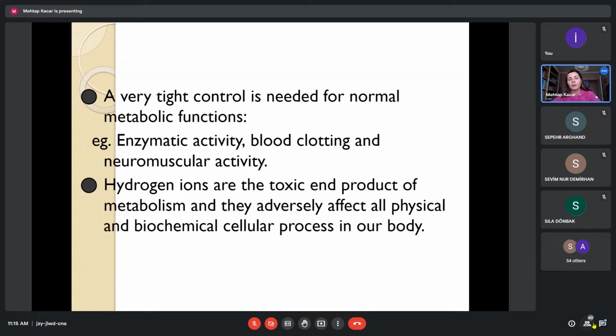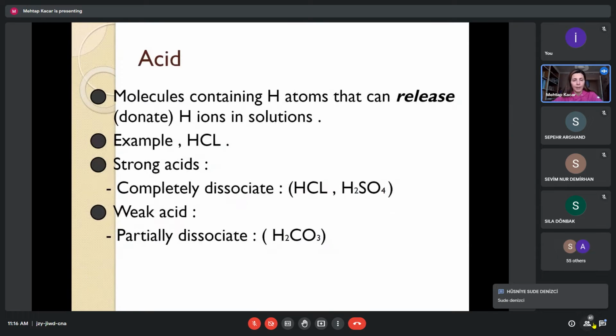Enzymatic activity, blood clotting, neuromuscular activity, hormonal secretion, cardiovascular function, and respiratory function occur within the normal pH, and all these reactions and functions need normal arterial or blood fluid pH. Hydrogen ions are toxic end products of metabolism, and so these ions adversely affect all physical and biochemical cellular processes in our body.